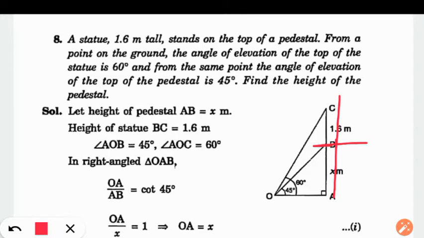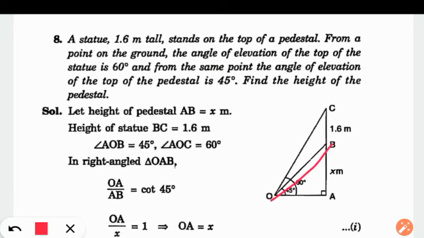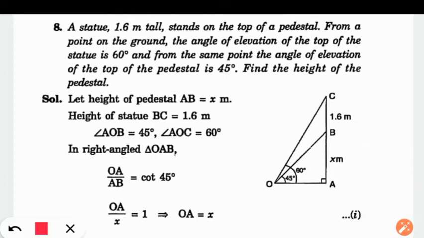whose height is 1.6 meter. Now, from the point on the ground, when the top of the statue is seen, it makes an angle of 60 degree. You can see the figure, and from the same point O, if the top of the pedestal, which is B, is seen, it makes an angle of 45 degree. What we are required to find? We are required to find the height of the pedestal, which I have taken as x. So, let the height of the pedestal AB be x meter, the height of the statue, which is BC, by question is 1.6 meter.